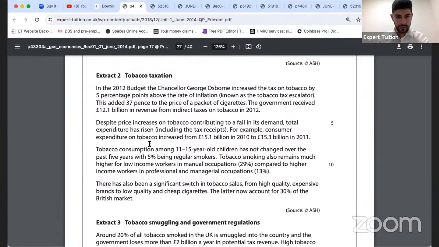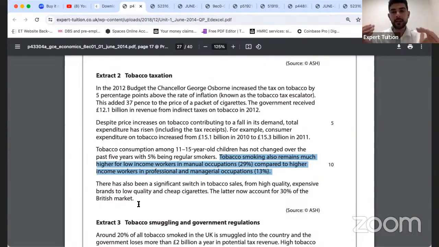It says that the number of people who smoke, there you go. Tobacco smoking also remains much higher for low-income workers in manual occupations, 29%, real-world knowledge for you, by the way, compared to higher income workers in professional and managerial occupations, 13%. In other words, this is going to make it worse. They're more addicted. Low-income households typically have more addictions, like cigarettes, like alcohol, and as a result, these taxes are going to massively widen income inequality.